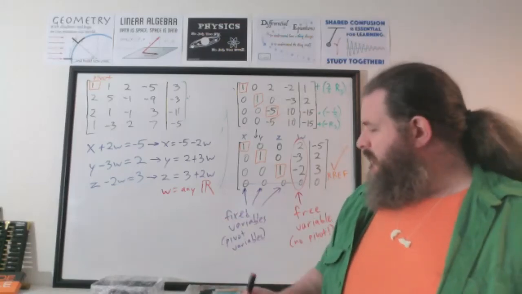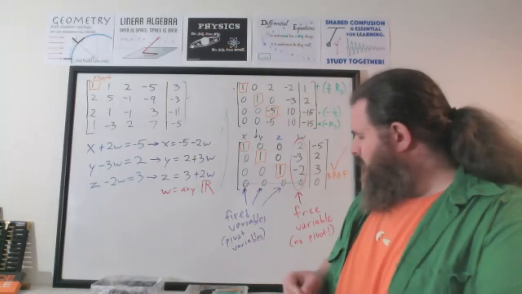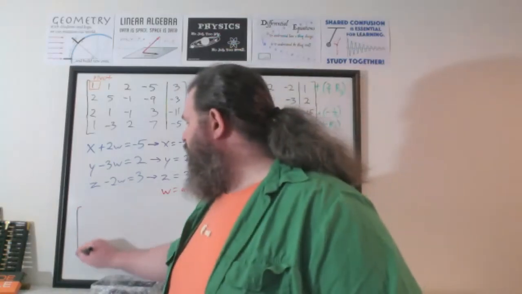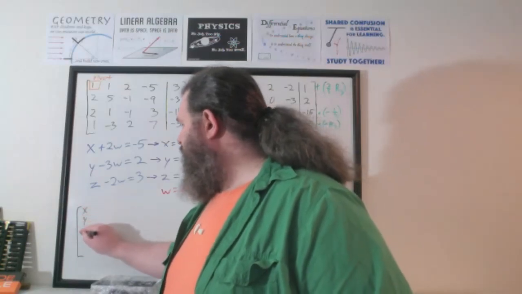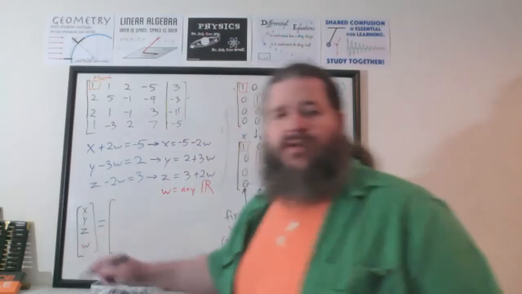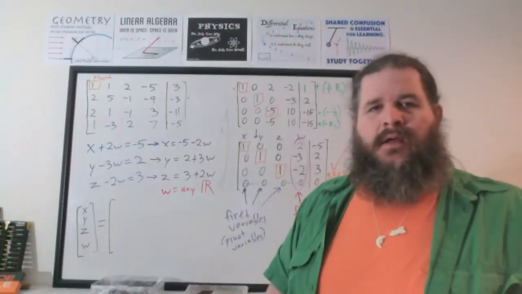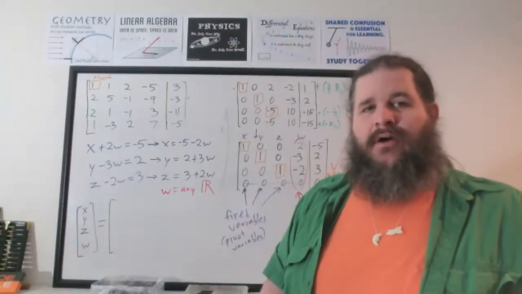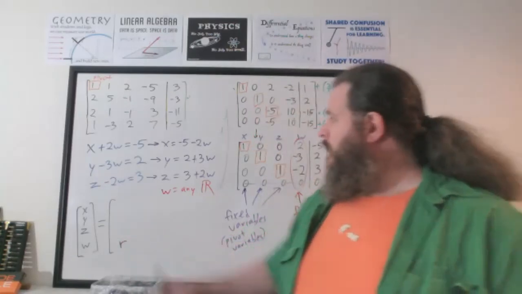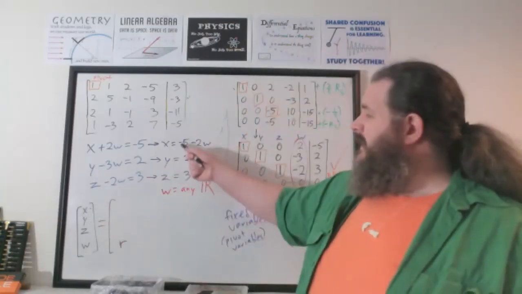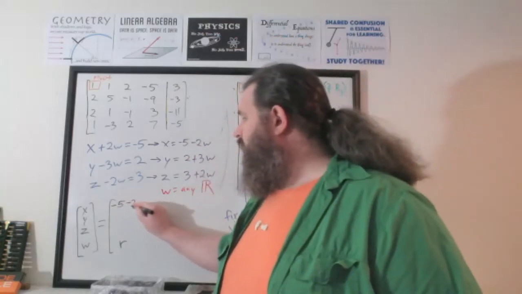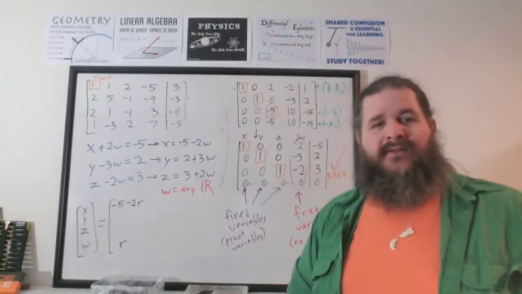And we can write out those infinitely many solutions in a very useful format. If we write the solution in the form of a vector, x, y, z, w. We know w can be anything, any real number. So let me just make up a new variable. Let's say we call w r, where r is some real number. Then x is going to have to be -5 minus 2 times that number, -5 minus 2r.